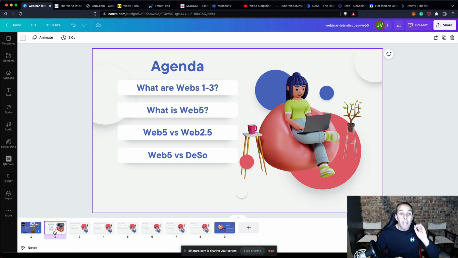After that, we will understand what is the difference between Web 5 versus Web 2.5. And then finally, we're going to end off with how does Web 5 differ from DeSo and what DeSo's vision is. For those who don't understand, DeSo is a decentralized social blockchain. I'm going to put a pin in that for now.